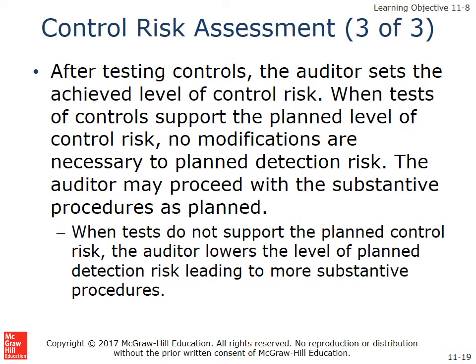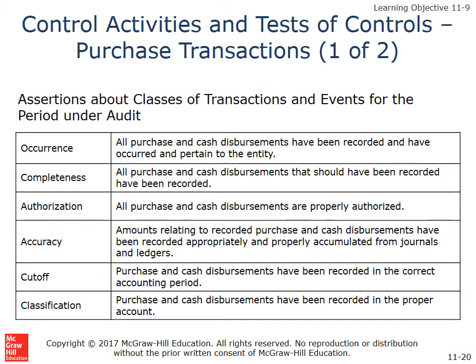When tests do not support that, the auditor lowers the level of planned detection risk, which will lead to more substantive procedures. So now you could see why we talked about all of those risks before we even started auditing, because those assessments really impact the level of auditing we have to do in order to feel comfortable with an account being fairly stated. Remember, we always have to document our control risk as well.